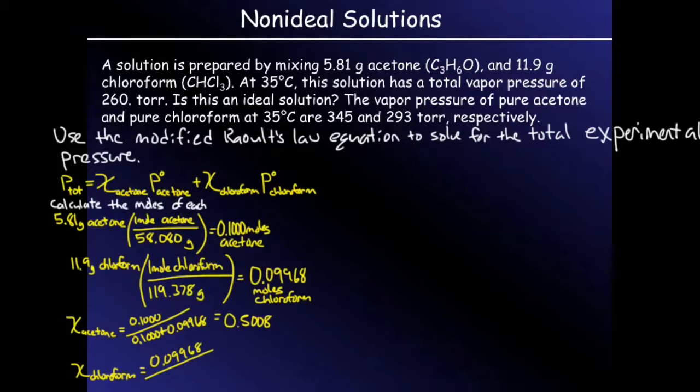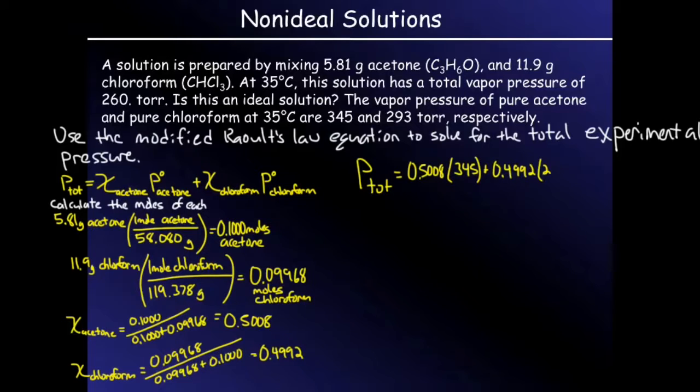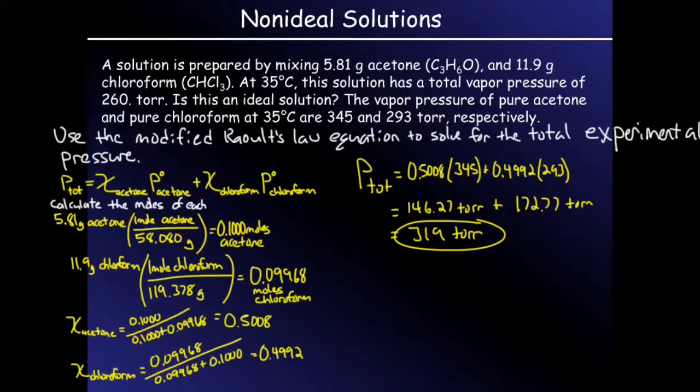Then we can take these mole fraction values with the vapor pressures of the pure substances and calculate an expected total pressure. It turns out that the expected pressure is greater than the experimental pressure. Or, better said, the total experimental pressure is less than the total calculated pressure. So, the solution is not ideal.